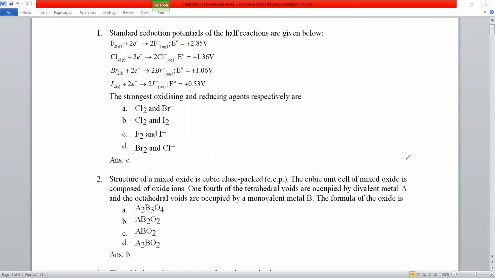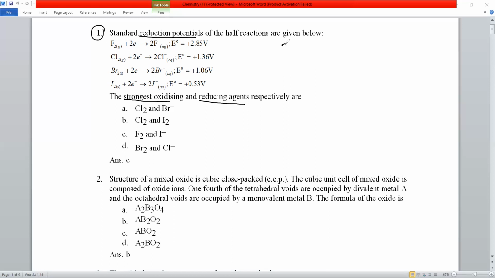Okay, we'll check now what the questions are and what the answers are. Question number 1: standard reduction potentials of reactions are given below. They have given fluorine, chlorine, bromine and iodine, with their reduction potential SRP values. They are asking for the strongest oxidizing agent and reducing agent among these.